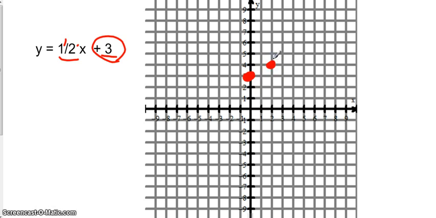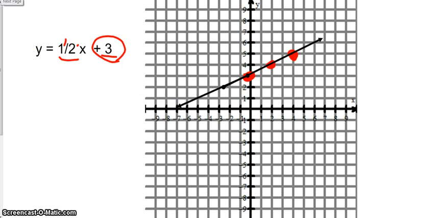Now we only need 2 points to draw a line, but when I graph in slope-intercept form, I like to use at least 3. So I'm going to do that again. I'm going to rise 1, and I'm going to run 2. And just remember, the more points you use, the straighter your line's going to be. Now I've got my 3 points, and I'm going to draw a line to connect them. Remember, it is a line, and so I like to see arrows on the end of that line.